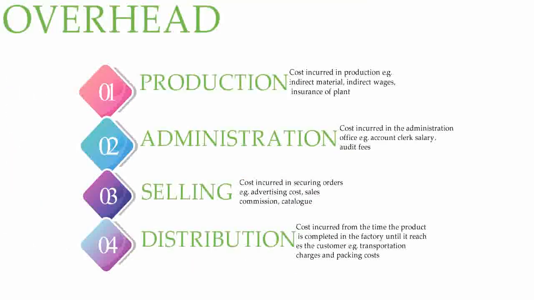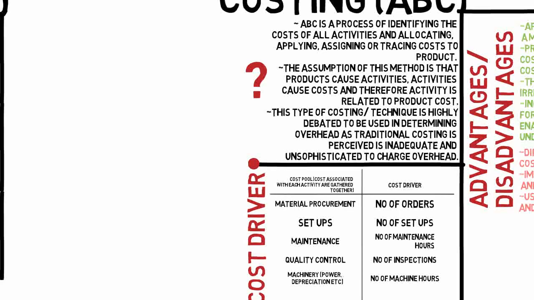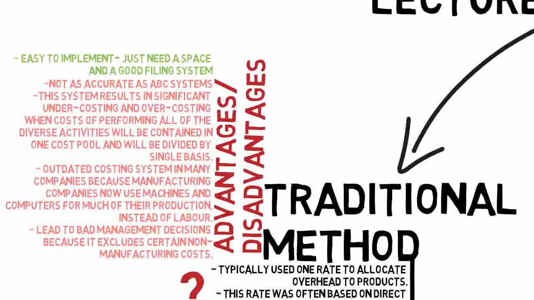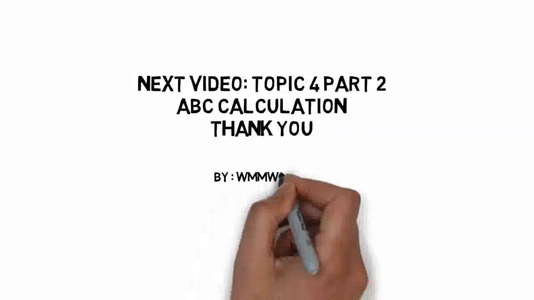Let's recap. First, we learned about overhead and its classification, which are production, administration, selling and distribution overhead. Then we learned about the definition of traditional costing and its two stages: first, identify whether job order or process costing, then compute the overhead absorption rate. Next, ABC's definition, assumption and examples of cost pool and cost driver were shown. The 4 stages of ABC were outlined, which are identify, determine, compute and assign. Lastly, we discussed the advantages and disadvantages of the traditional and ABC methods. In the next video, we will learn how to calculate using the ABC method.